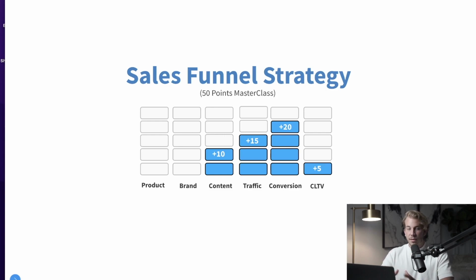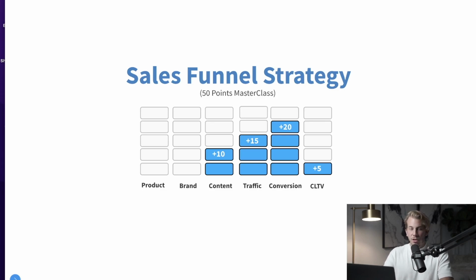And the different skills have different specialities and different strengths. So what the sales funnel strategist does is provide a business with more optimized areas in the business areas that you can see here. So it's mainly a skill that helps businesses optimize their conversion. That's why if we have 50 points to distribute, you would get 20 points into conversion, 15 points into traffic, 10 points towards content, and 5 points into increasing the CLTV.